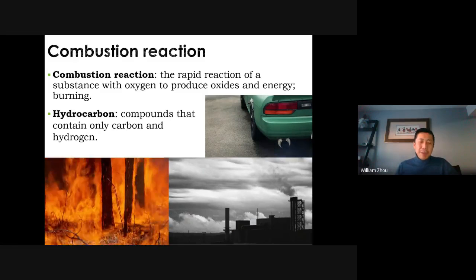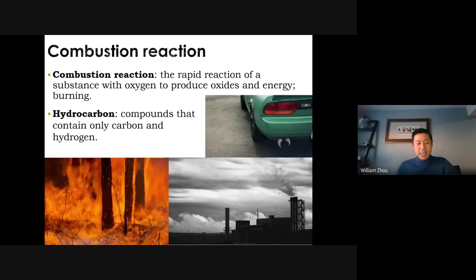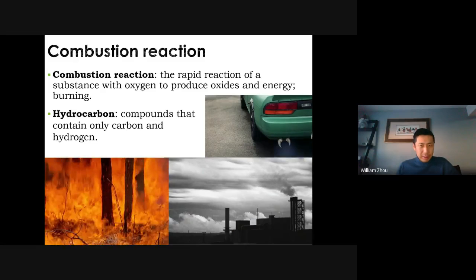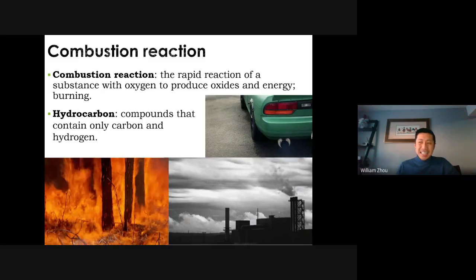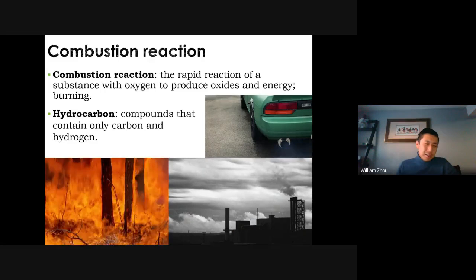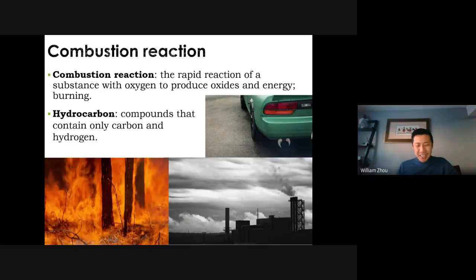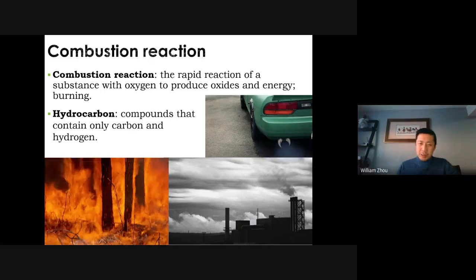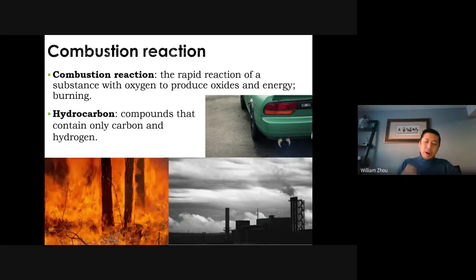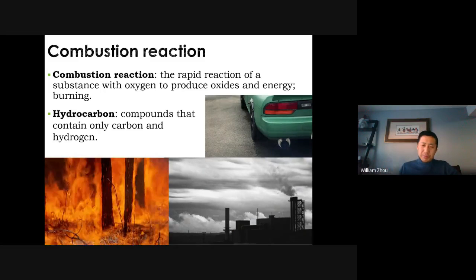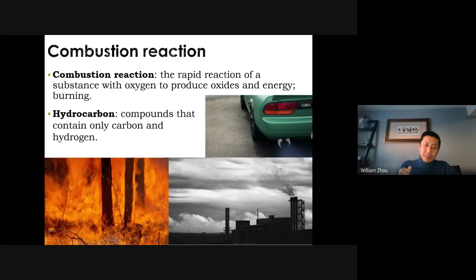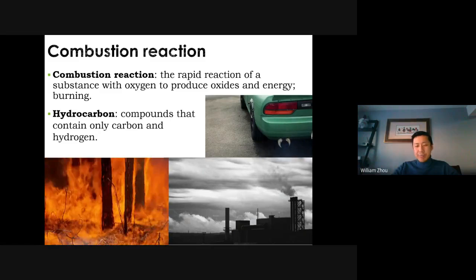Natural gas, methane, is a hydrocarbon. It has carbon with 4 hydrogens. Okay, gasoline inside of a car, that is 8 carbons and 18 hydrogens surrounding it, that burns really well. Propane, that's a hydrocarbon. So all of these will burn. They're all flammable. Okay, and that is a combustion reaction.